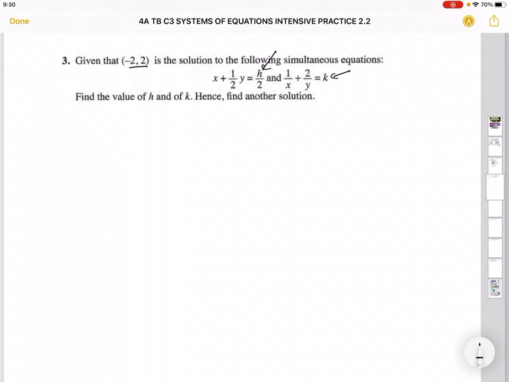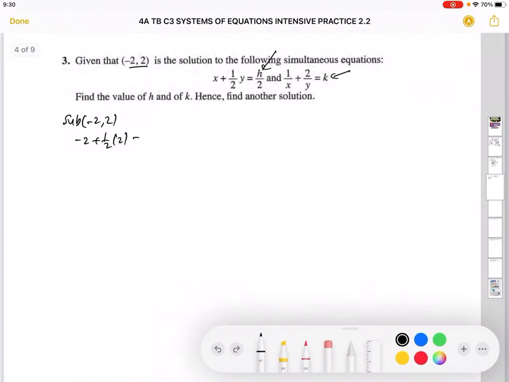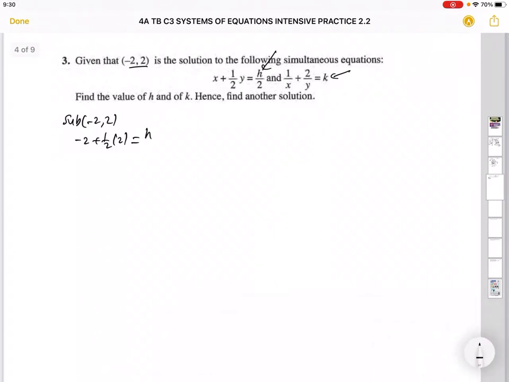Now we know if (-2, 2) is a solution, what we can do is substitute it inside. Remember, when a point lies on the curve or line, we say that the point satisfies the equation. When the point satisfies the equation, it means we can substitute this coordinate. So your x is now -2, your y is now 2, and we say that it satisfied the equation. A satisfied equation means the left hand side must equal the right hand side.